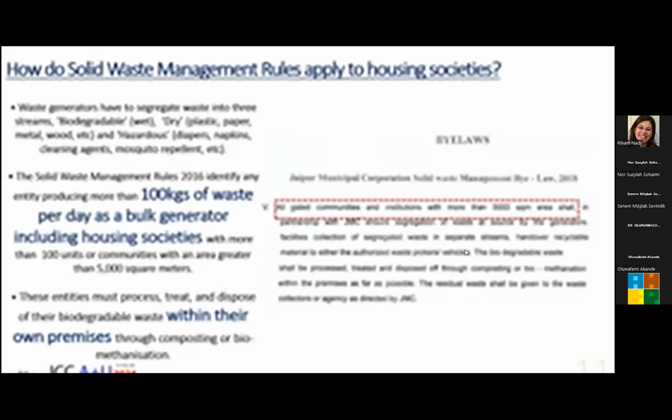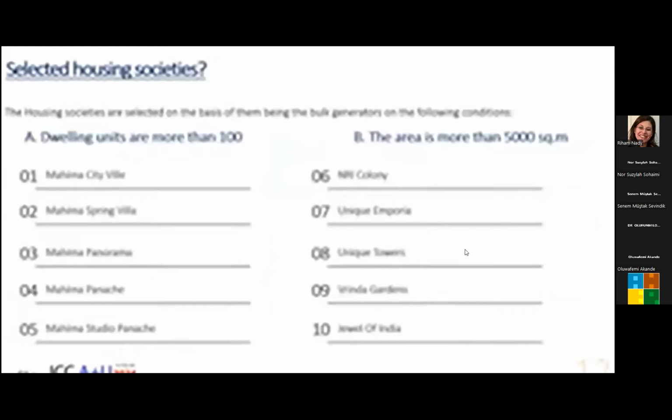And as the corporation solid waste management bylaw states, they need to process, treat and dispose of their biodegradable waste within their own premises and not send it to the landfill sites. So for this study, we have selected 10 such societies. The criteria for selection was either the society should have more than 100 dwelling units, or the area should be more than 5,000 square meters, hence putting them into the category of bulk generators.